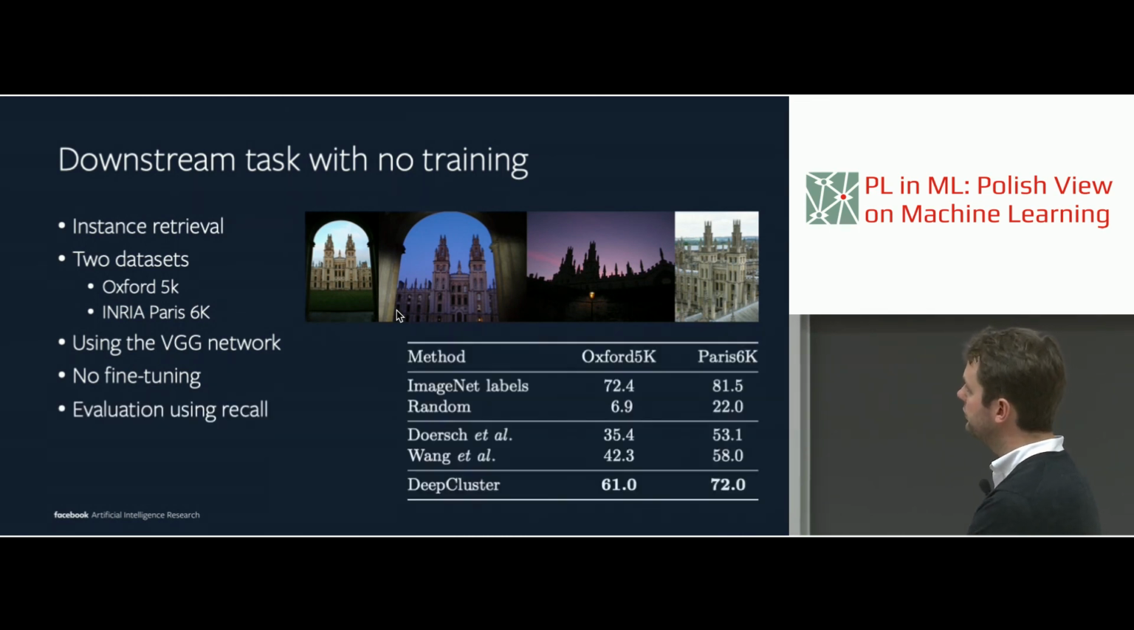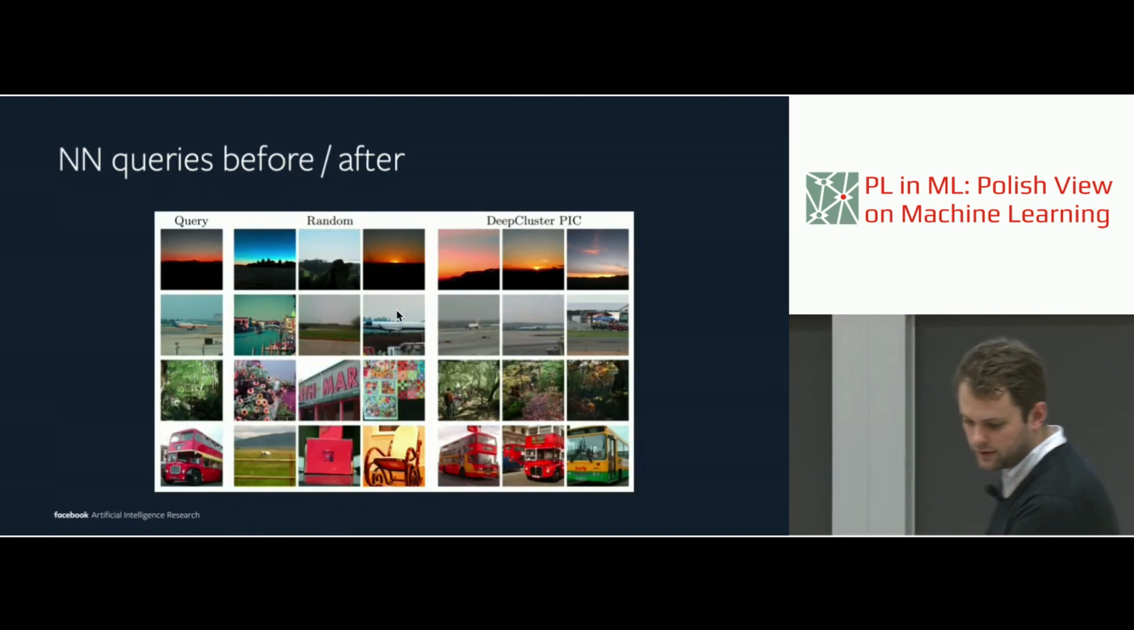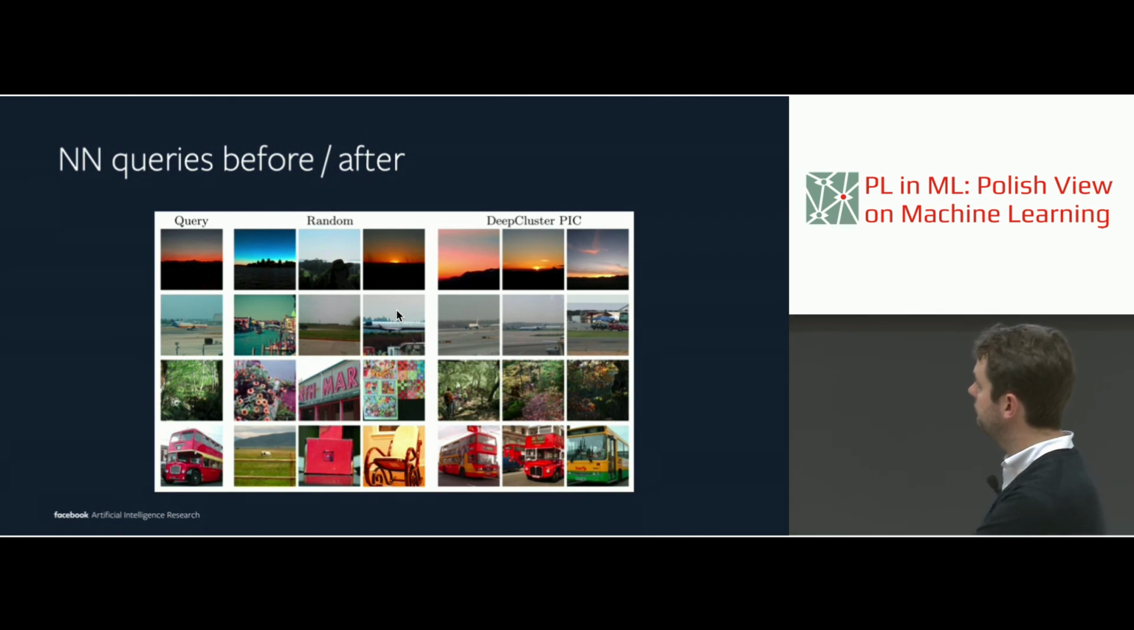And we evaluate that using recall. And what we've shown is that here the gap with the other VGG networks is actually even bigger when no fine-tuning is allowed. So I'm going to finish this presentation with some qualitative results for this paper.